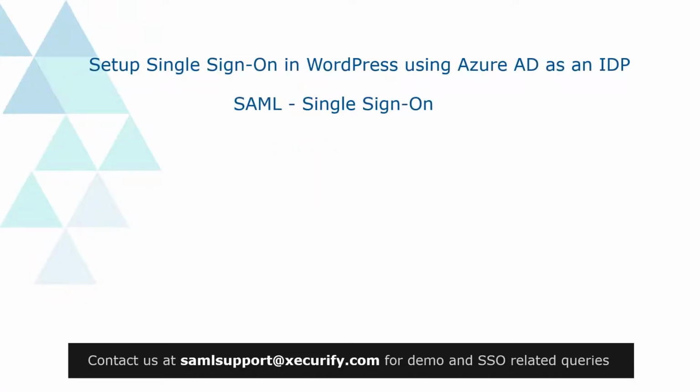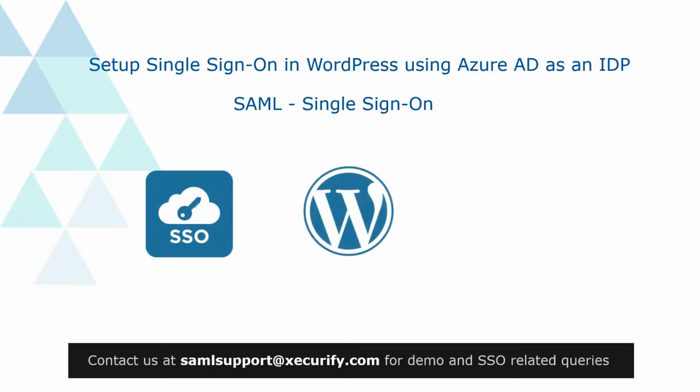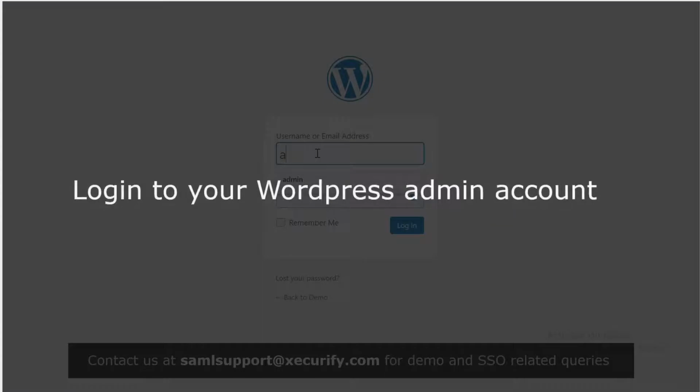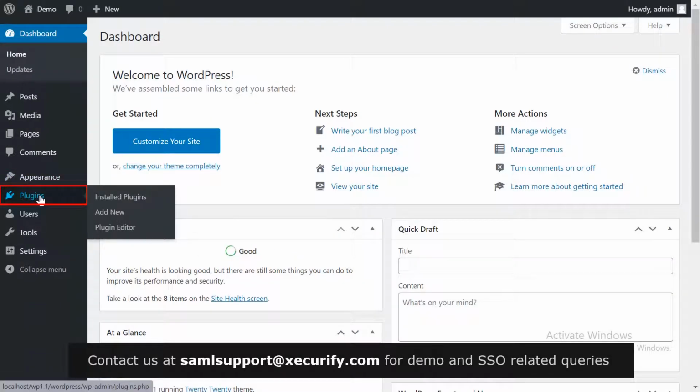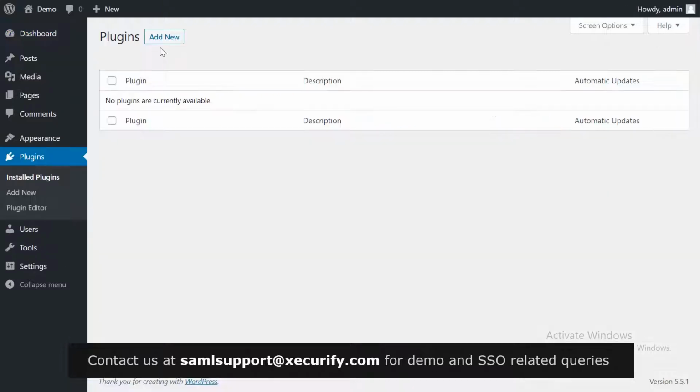Today we are going to set up Single Sign-on in WordPress using Azure AD as an identity provider. Log into your WordPress admin account. Click on Plugin on the menu bar on the left-hand side. Now click on the Add New button.